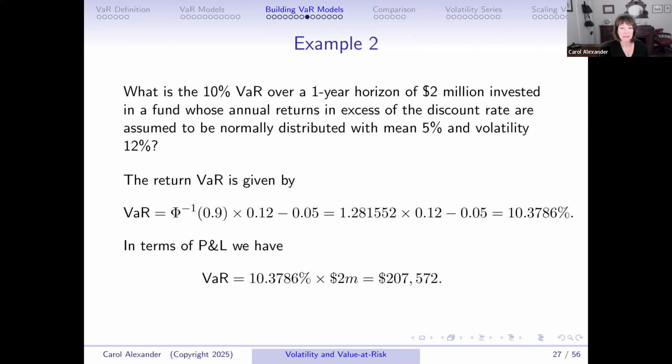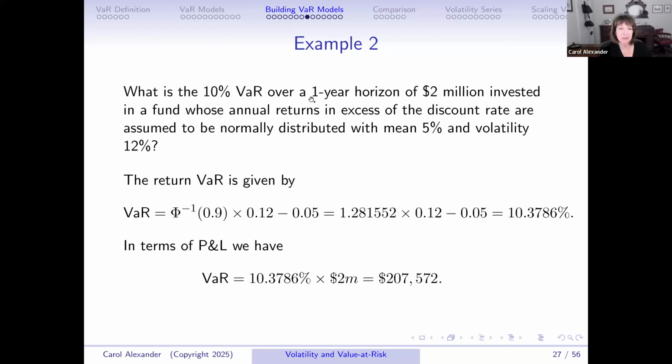And here's another example. What's the 10% VaR over a 1-year horizon of $2 million invested in a fund, where annual returns in excess of the discount rate are assumed to be normally distributed with mean 5% and volatility 12%? In this example, we do need the mean adjustment, because in excess of the discount rate, we still have a mean of 5%. So we take off 5% in the calculation.